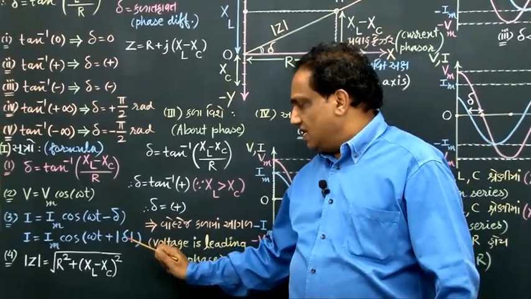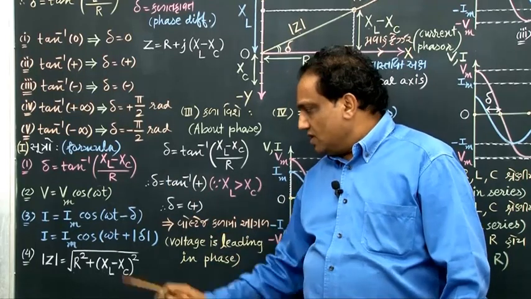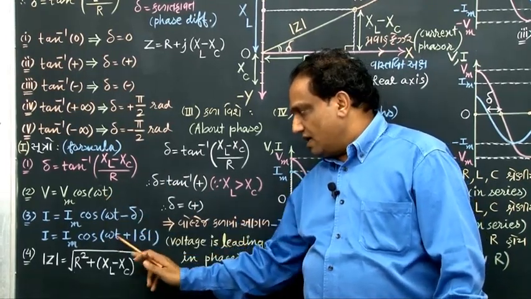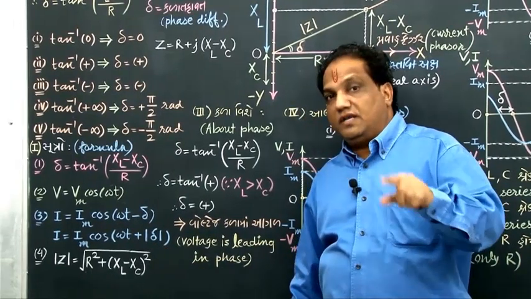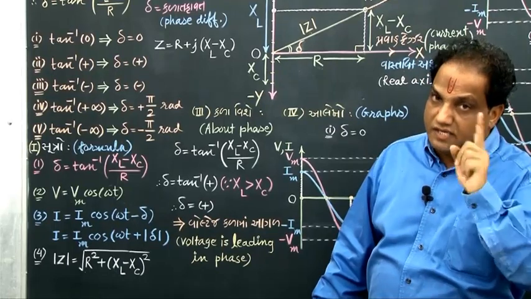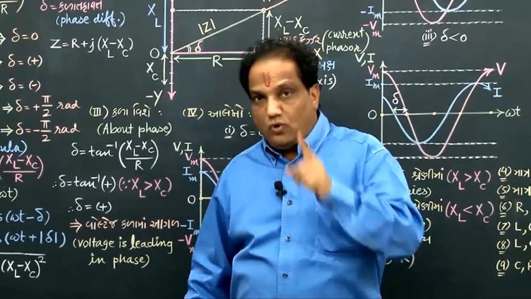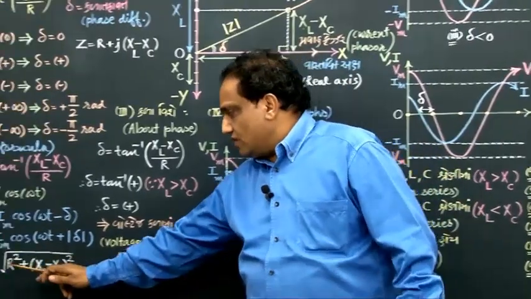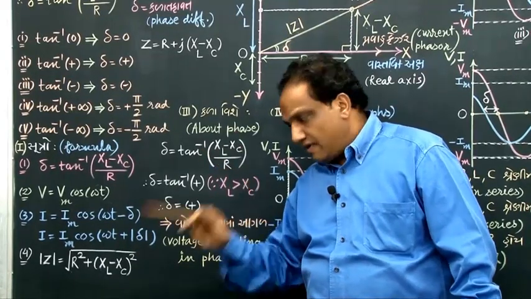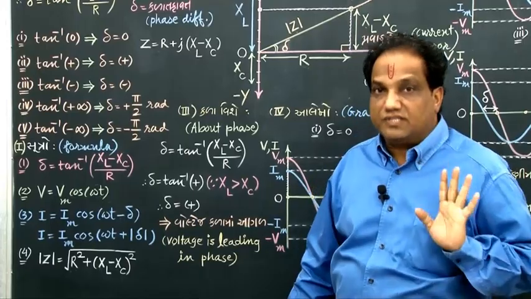And when delta is minus pi by 2, put it here, then the mod of that will become plus pi by 2. So here only omega t, here omega t plus pi by 2. So current is leading ahead in phase, and as I told you, whenever delta is negative, voltage is lagging behind in phase. Only capacitor is there, so these two are 0, and minus Xc whole square will be plus Xc square, its square root will be Xc. Xc means 1 upon omega c.